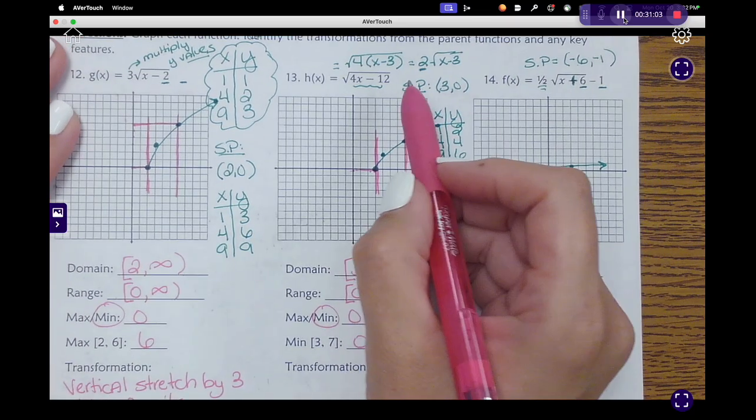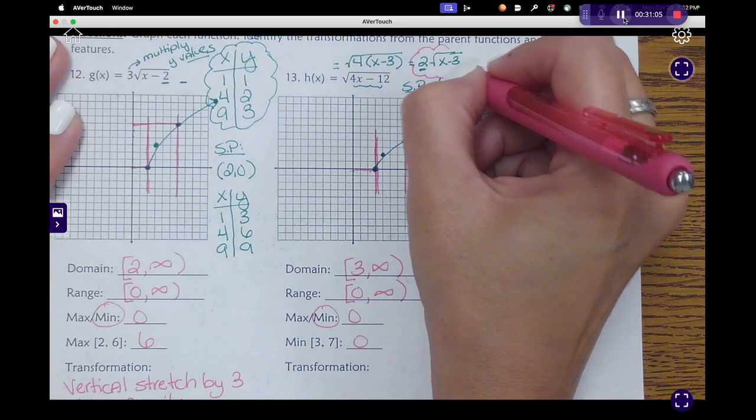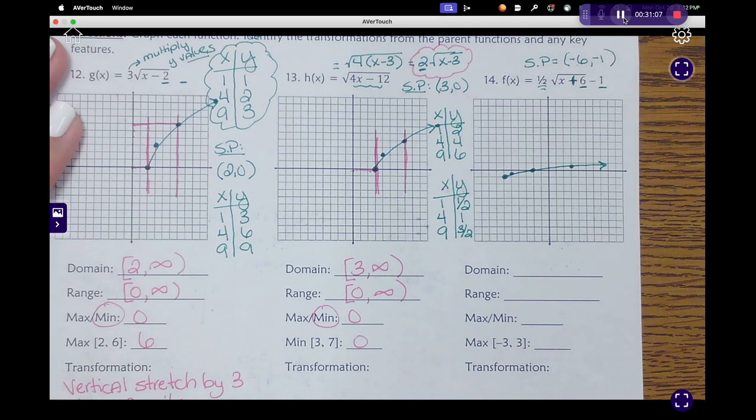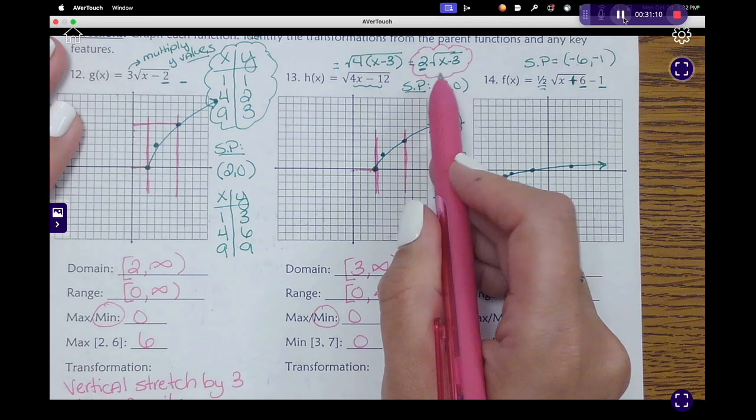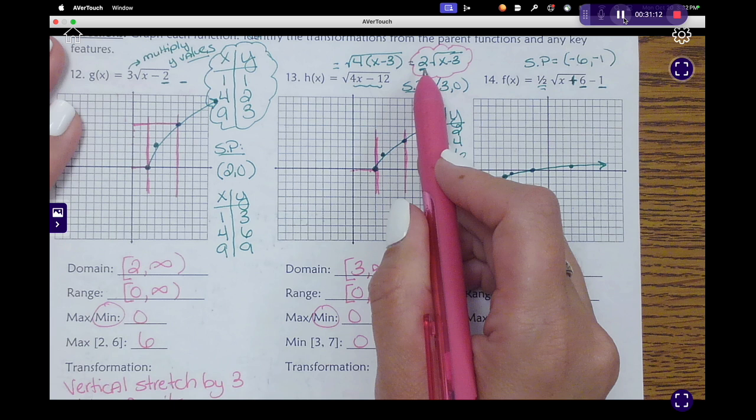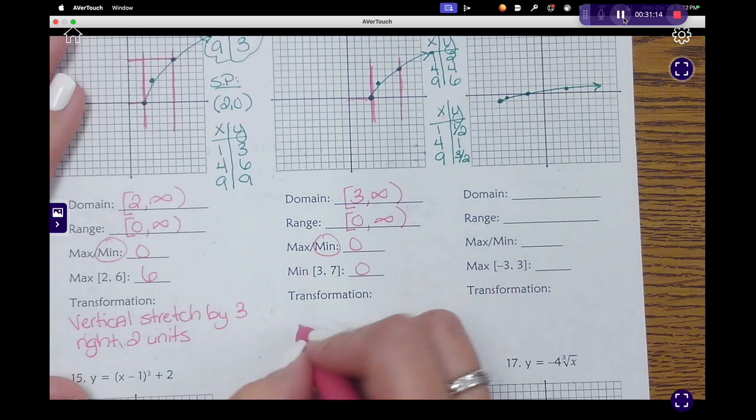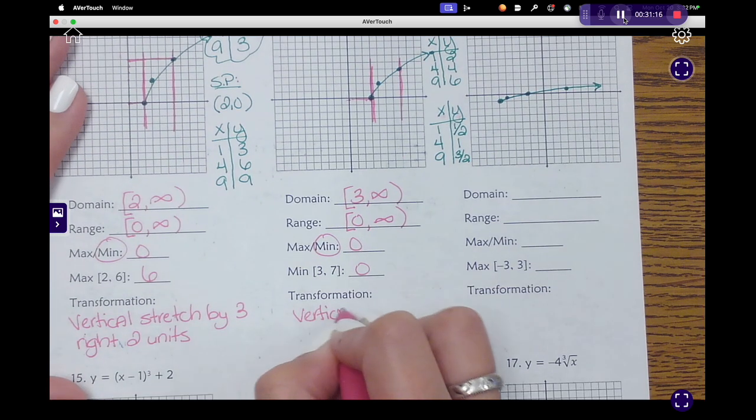So remember, we simplified this one. This is what we want to base our transformation off of. Once you simplify it, that's what you want to look at for your transformation. Because that is a 2 on the outside, that's your a value. So that would be a vertical stretch by 2.